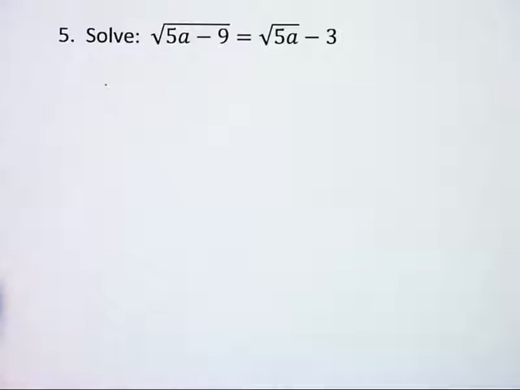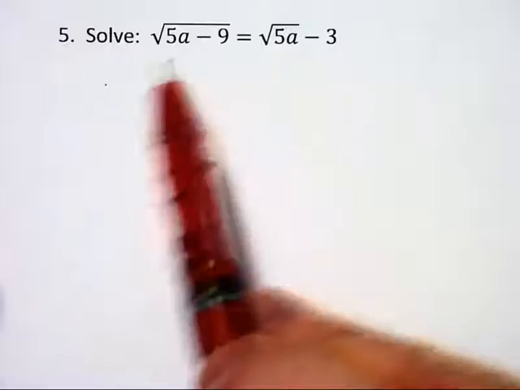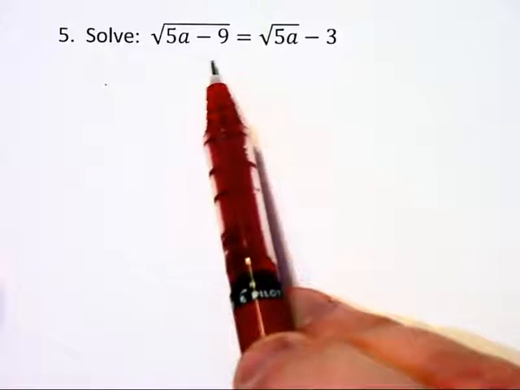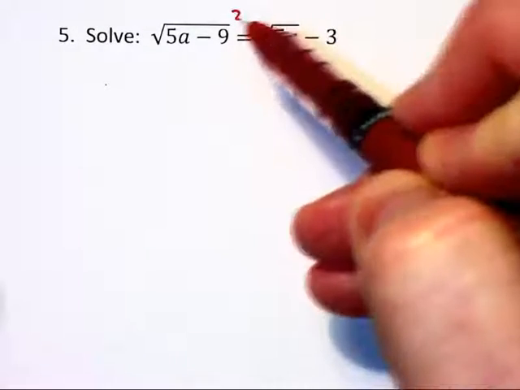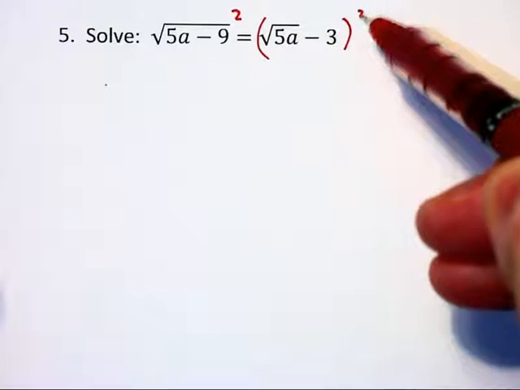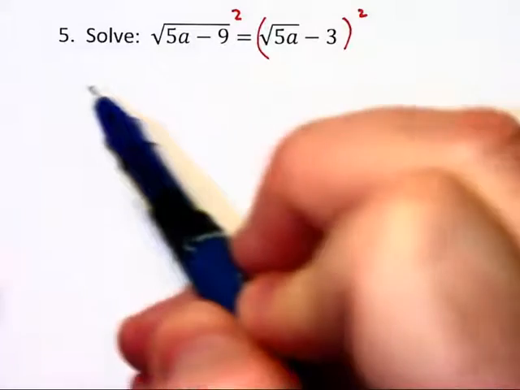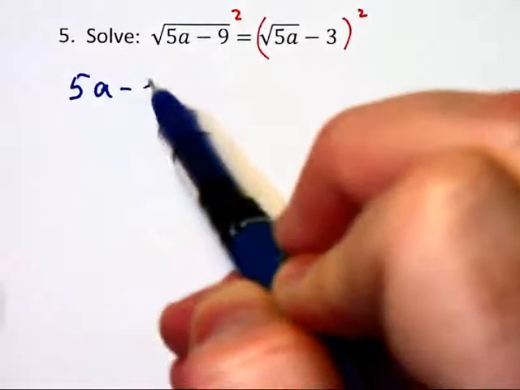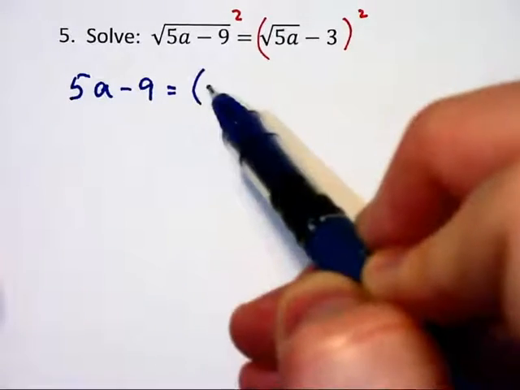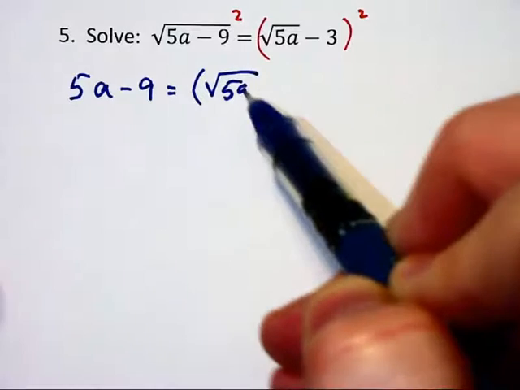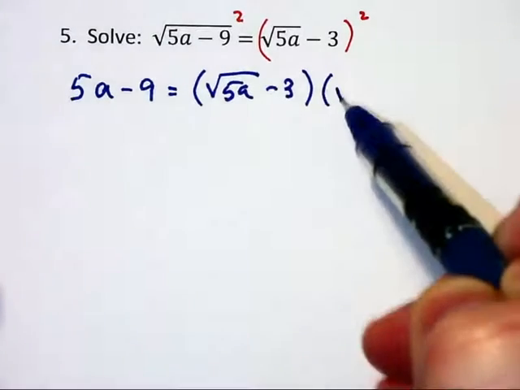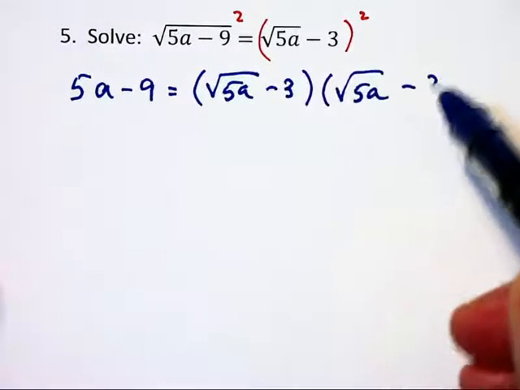Number 5 is a little bit unique because we have two radicals in it, and one of them is already isolated on the left-hand side. So we're going to square the left and square the right, and we're going to have to be very careful with our FOIL procedure. The left side is going to be 5a minus 9. The right side will be the square root of 5a minus 3 times itself. And again, we're going to be very careful.